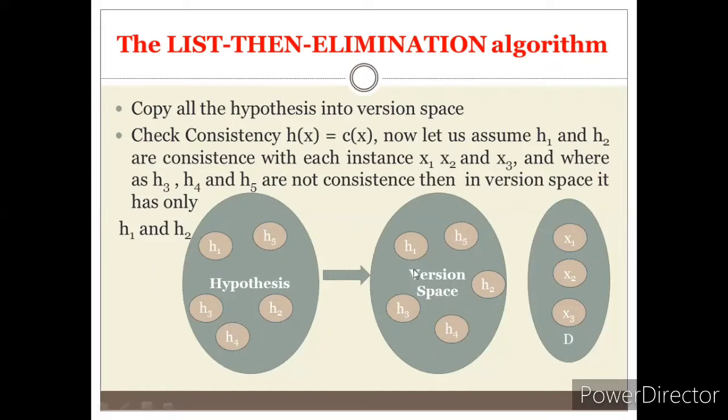This is what we are doing. We are allocating all the hypotheses to the version space. In this particular example we are selecting only two hypotheses, h1 and h2, because they satisfy all the instances present in the training examples x1, x2, x3. It means h1 of x1 is equal to c of x1, h1 of x2 is equal to c of x2, and like that it is satisfying all the instances present there.